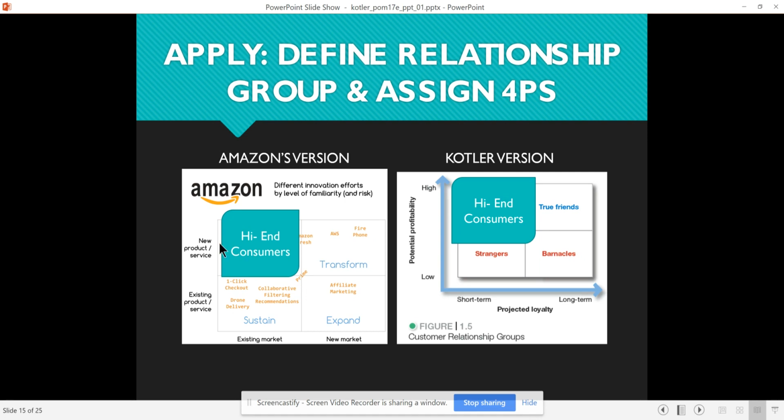And so they want to expand to high-end consumers, just like Kotler says, you want to expand to the butterflies and offer new products and services. And that's where we end up. We're going to offer high-end consumers who have a high potential for profitability a new product or service, specifically groceries, because we've tried the online grocery store, but that doesn't work. So they aren't our true friends yet, because they're still double dipping or even dating somebody else by going to Whole Foods, for example.